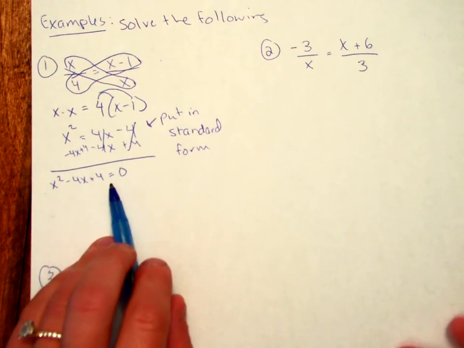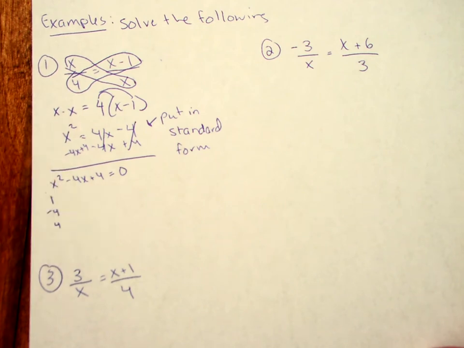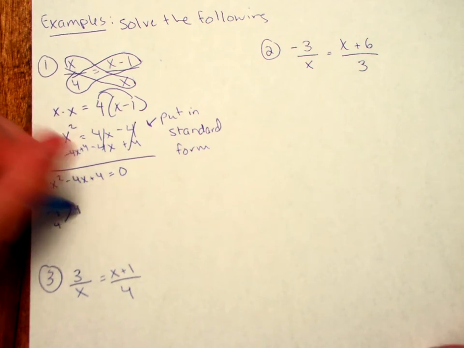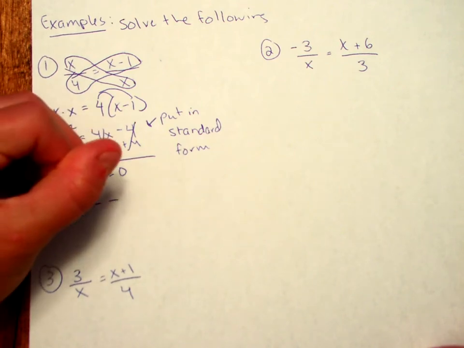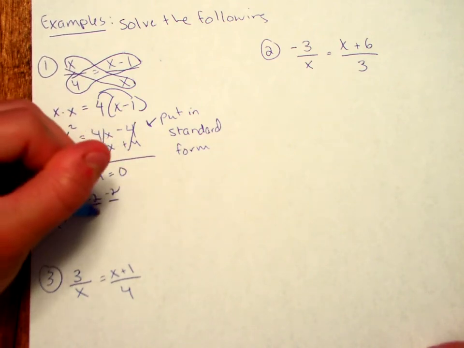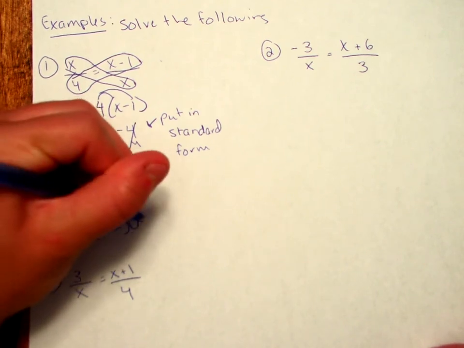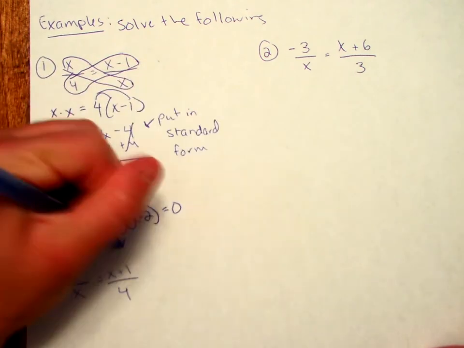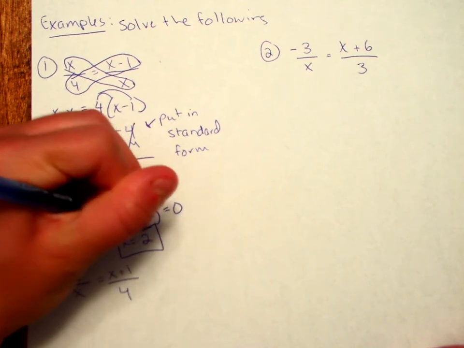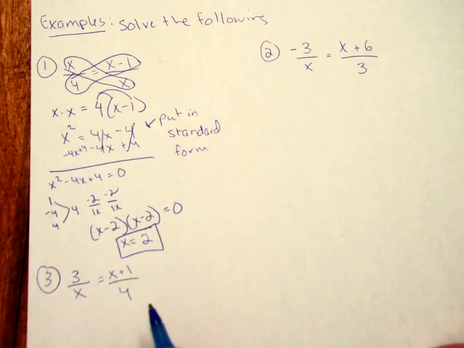Now, hopefully you realize that that's ABC, 1, negative 4, positive 4. Multiply 1 and 4. What two numbers give me negative 4 when I add them, but positive 4 when I multiply them? Negative 2 and negative 2. Put it over 1x, and you get x minus 2 times x minus 2. Remember, we're solving these, so equals 0. X equals 2. Remember, you only have to write this one once because they're both the same exact number.